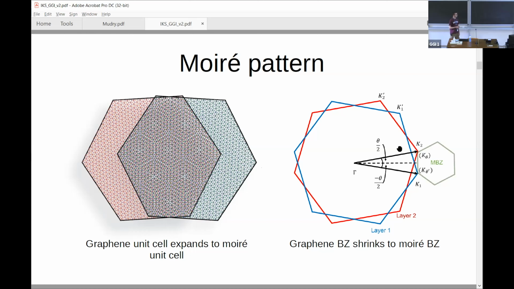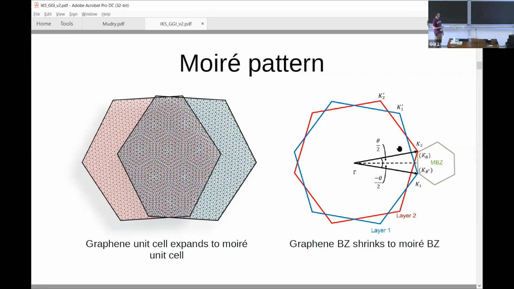So I'm considering the case of twisted bilayer graphene, where you take two monolayers of graphene, stack them on top of each other, and twist them by some relatively small twist angle. And you can see that you end up with this large periodic pattern, the so-called Moiré pattern, which has a periodicity much larger than the graphene unit cell, this microscopic length scale here.